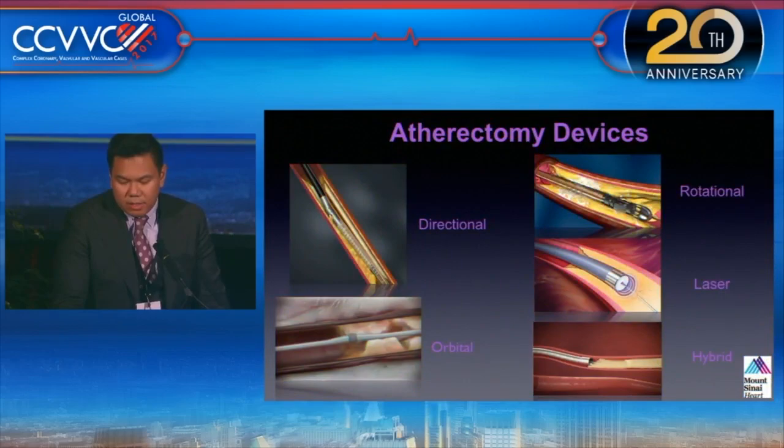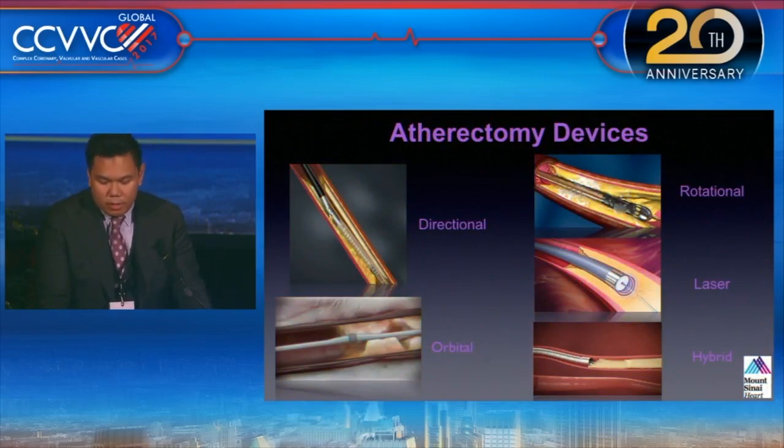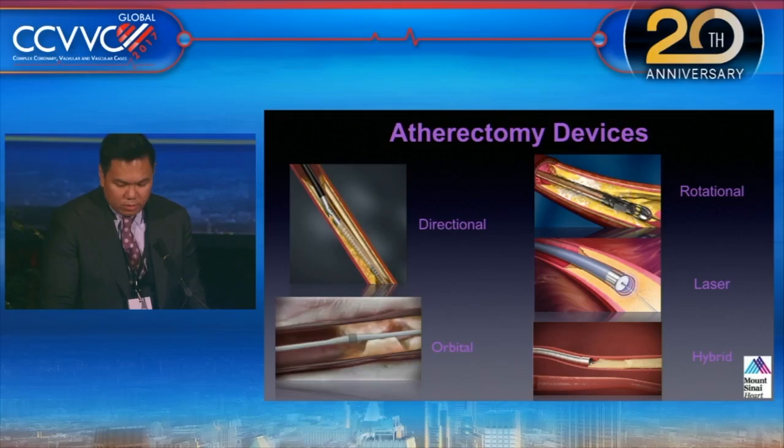In addition to PTA and stenting, there are several ways we can go after treating more significant atherosclerotic or calcified plaques. We can use directional, orbital, rotational, laser, and hybrid atherectomy. And I have some videos just to show you guys how these devices work.